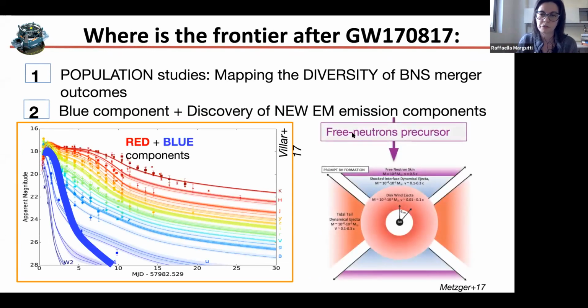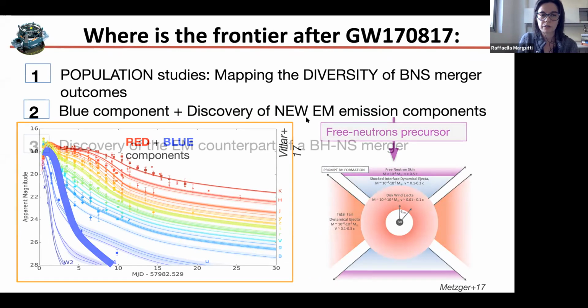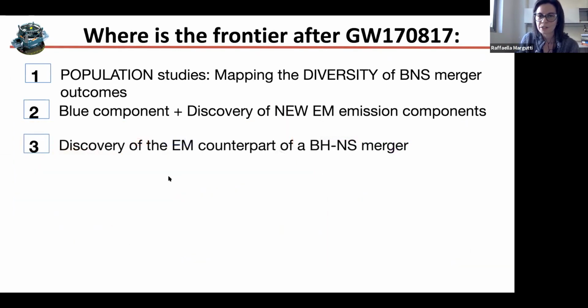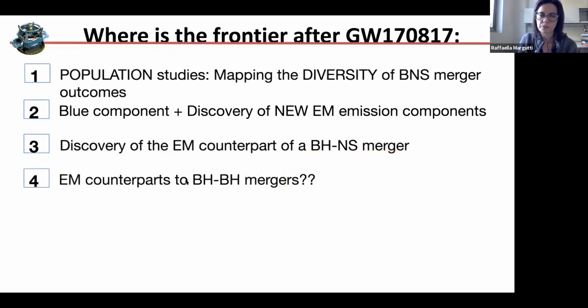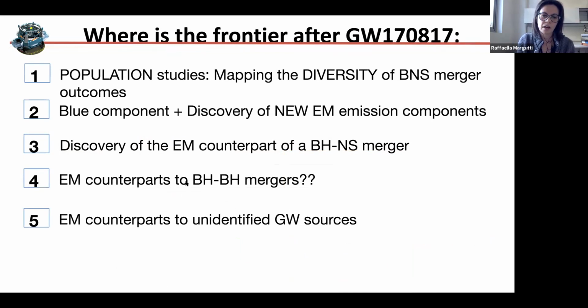And here I'm just emphasizing the free neutron precursor, which might be one of the things that we might be able to capture if we get on target very, very quickly. Of course, the next breakthrough in my mind is the discovery of the EM counterpart of a black hole neutron star merger. We know that this is a very tough game. It can be an all or nothing game, but still it's completely open as a discovery frontier. And then the question is, are black hole mergers producing anything at all that we can detect with photons? And a final point, we do expect to find unidentified gravitational sources. Can we say something about their counterparts? Can we say something about what these are?